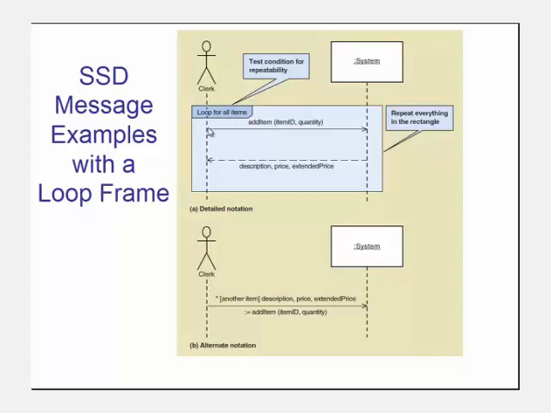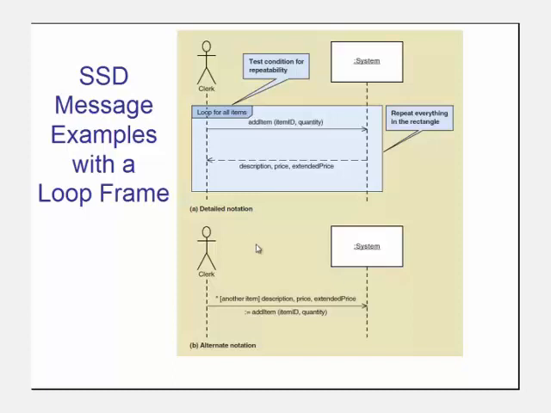So the first item that needs to be added, we send the message add item with this item ID and this quantity, and then the system adds that and returns the description, price, and extended price that it's looked up for that item. And then the actor can add another item with its item ID and its quantity, and then the system will return its description, price, and extended price. So this will repeat everything within this loop frame rectangle.